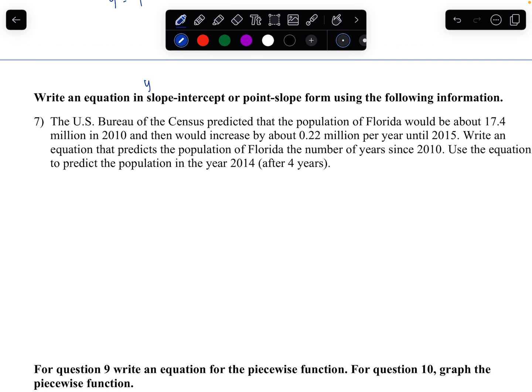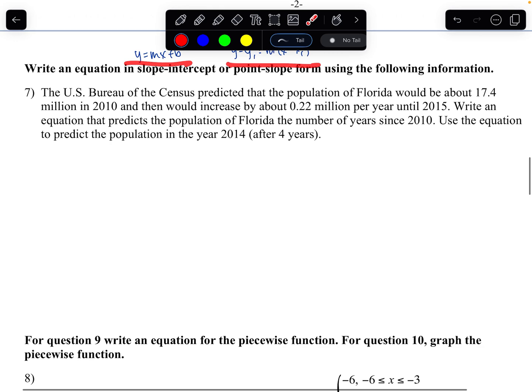Slope-intercept form is y equals mx plus b. Point-slope form is y minus y1 equals m times x minus x1. Depending on the information given, it might be easier to use one of these equations. But for 7, let's read and see if we can figure that out.